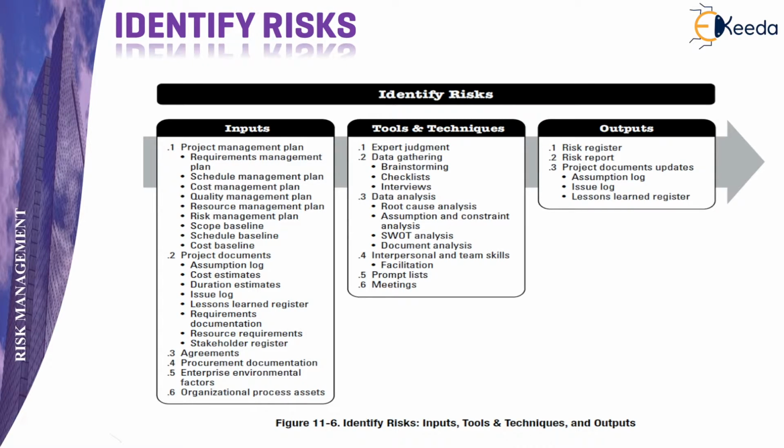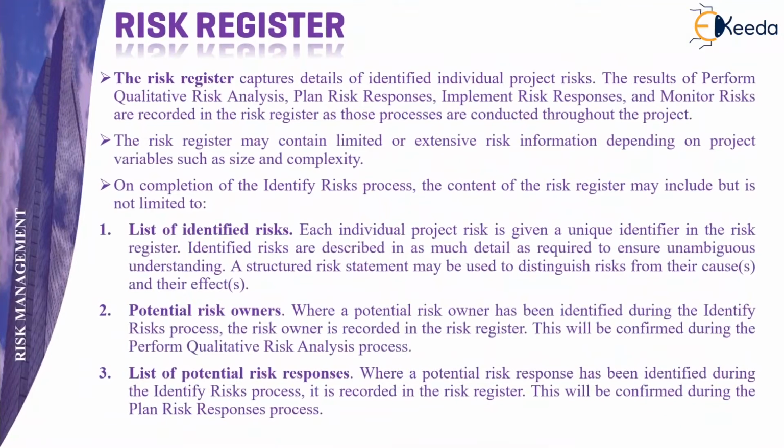The output of the identify risk process is that we get a risk register where all of this is properly documented. We get a risk report and updates to the project documents. Risk register is a very important output which is further used for risk management. Risk register is deemed to capture the details of identified individual project risk. The risk register may contain limited or extensive risk information depending on the project size.